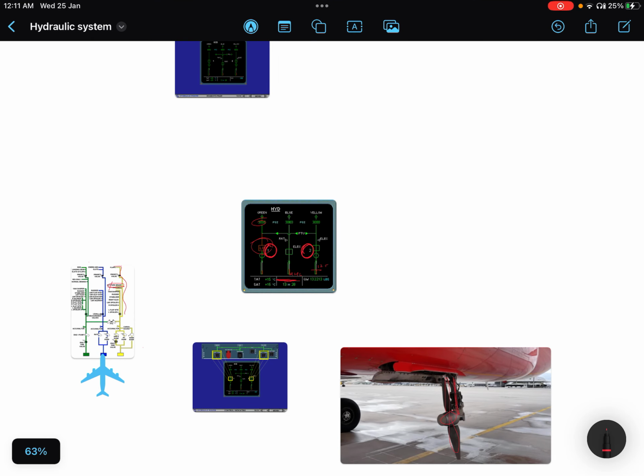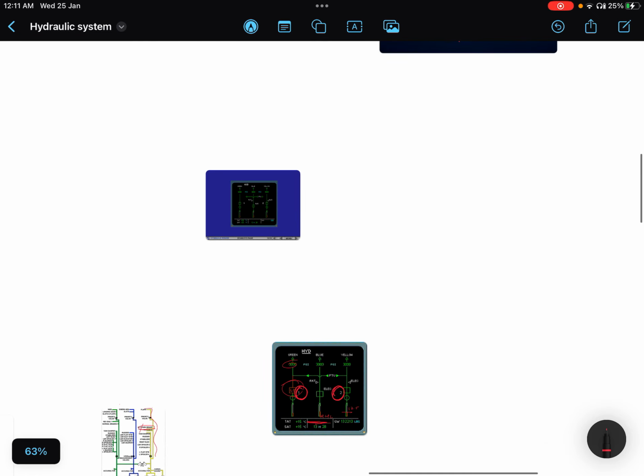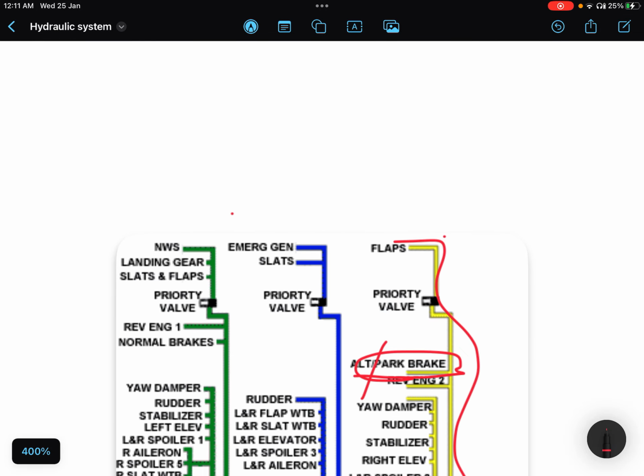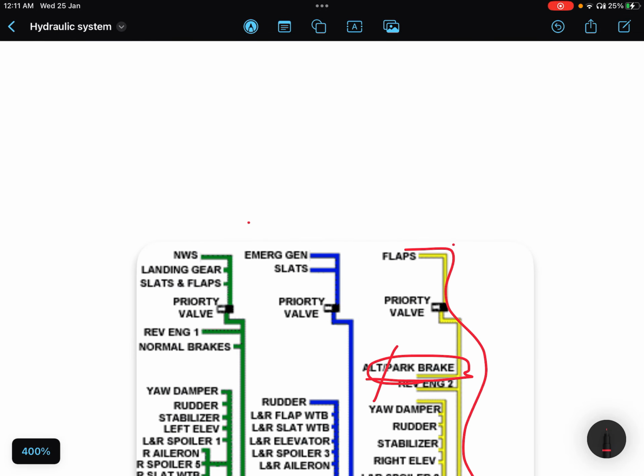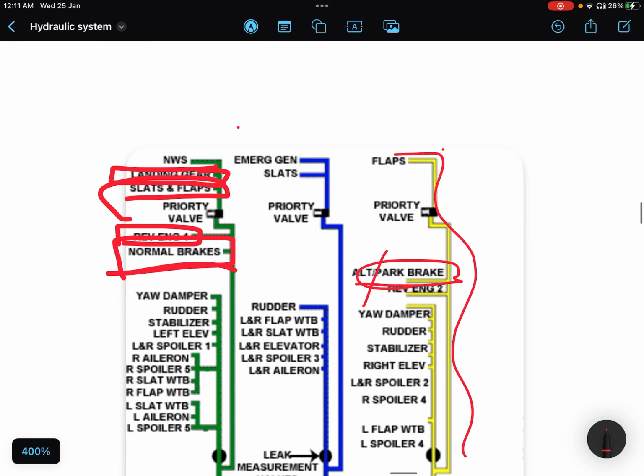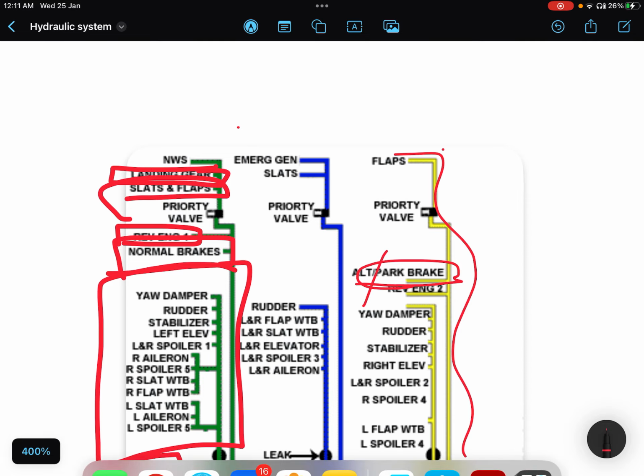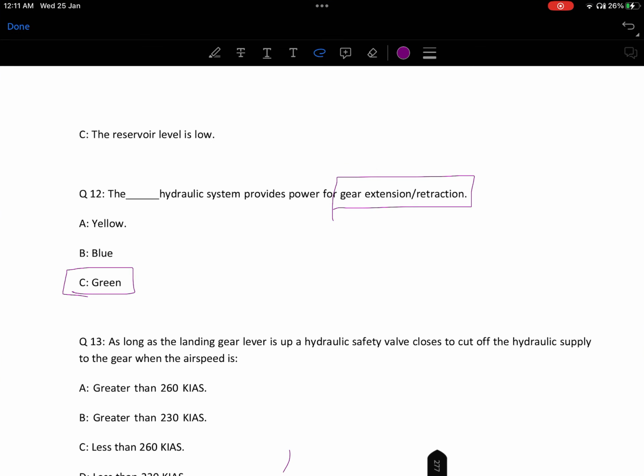I know I am going again and again. I am considering that you have not watched my FCOM video or have not gone through it. That's why I am going back again and again. Landing gear is with the green system, flaps and slats, and reversers of engine one, normal braking. These are the main things, but yes, we have some other controls which are connected with the green system only.